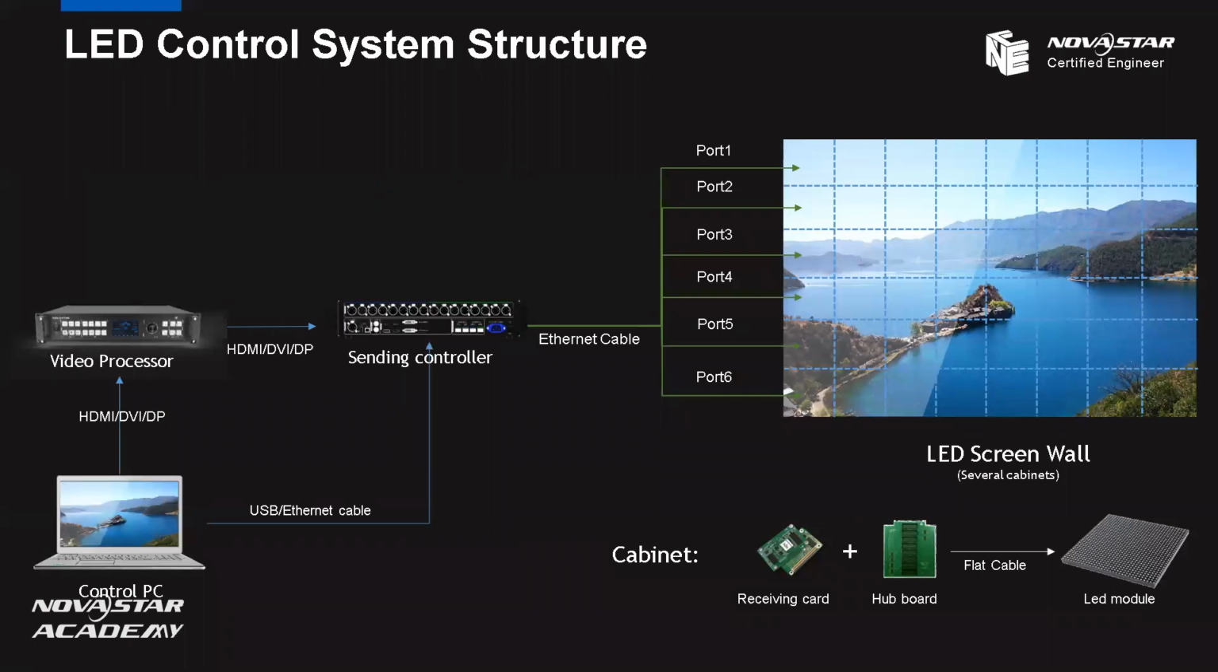It could be affected by the input source. It could be affected by the sending card. It could also be affected by the Ethernet ports. If the Ethernet cable is not connected well, your screen will go black. And it can also be caused by the LED screen itself. Inside the LED screen, it has the receiving card, the hub board, a flat cable, and also the LED module itself. All of these factors could be possible reasons for the blackout issue.